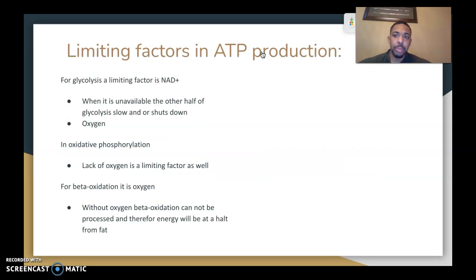Limiting factors in ATP production. For glycolysis, a limiting factor is NAD+. When it is unavailable, the other half of glycolysis is slow or tends to shut down, and as the text says, oxygen is another inhibitor. In oxidative phosphorylation, lack of oxygen is a limiting factor as well. For beta oxidation, it's definitely oxygen, because oxygen is needed for the process to continue the production and catabolism of fat.